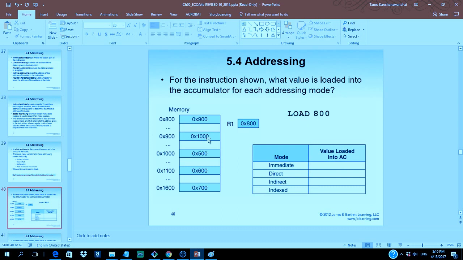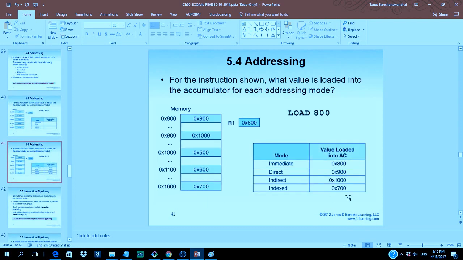Index is going to be the offset, right? It's going to be 800, right? So you jump to 1600, right? Which is where you get 700 as a value, right? See that? Because you add the offset to your base, 1600. But you get the value of that address.